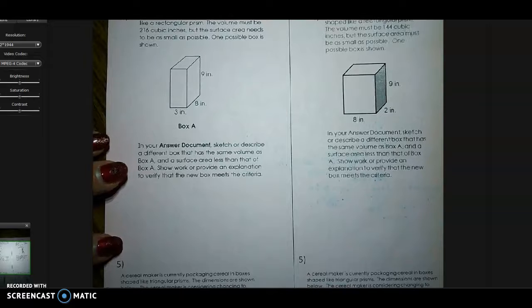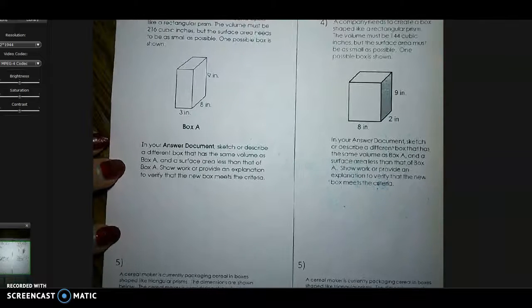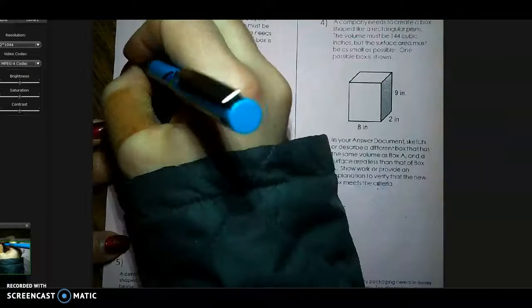So the first thing that we are going to do is we are going to find the surface area of this particular box. So we've got the top and the bottom.